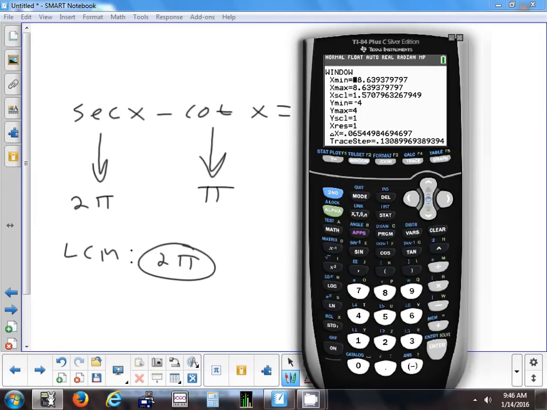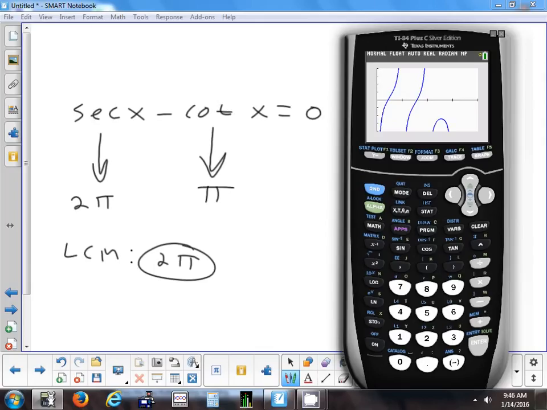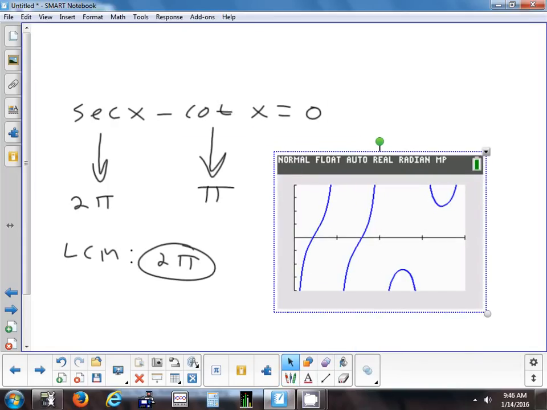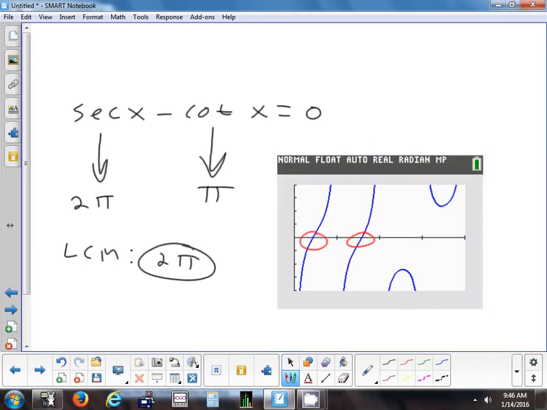On the test, I will specify what I would like, so it'll be written in the directions what to go between. In this case, I think I'm just going to go 0 to 2 pi. And let's just hit graph. And remember that we're trying to calculate where this thing hits 0. So it looks like we're going to get 2 answers per period. We're going to get 1 here, 1 here.